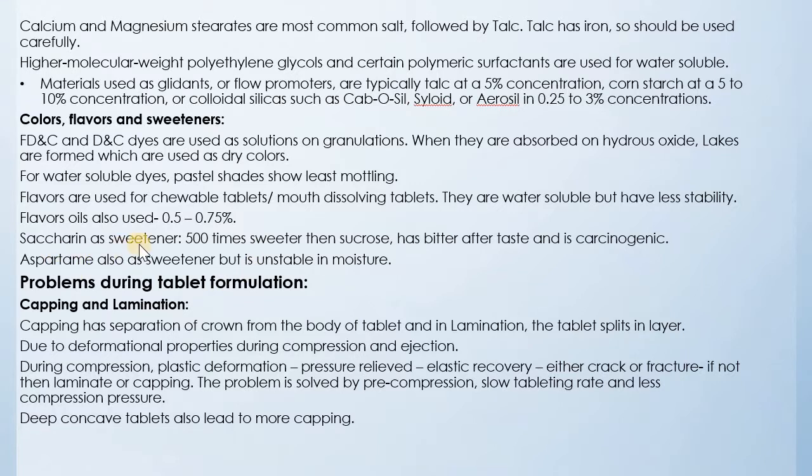Saccharin is used as a sweetener, which is 500 times sweeter than sucrose, but it has a bitter aftertaste and it is carcinogenic. That means it can lead to cancer. Aspartame is also a sweetener, but it is unstable in moisture.